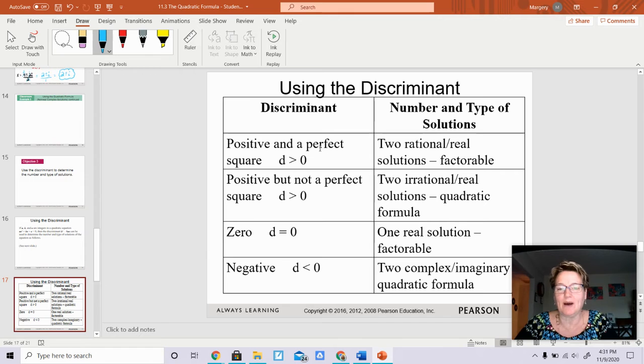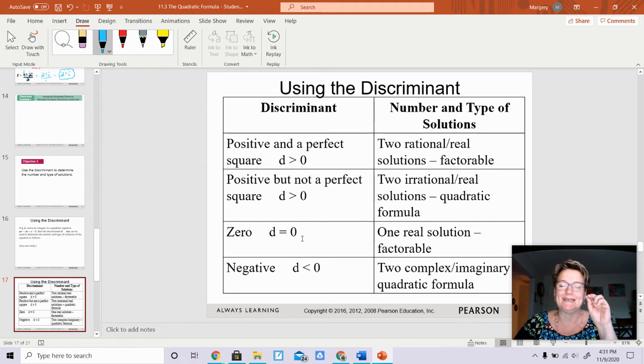I want you guys to go through it. Basically, if you have a positive number, you have two real solutions. If that is also a positive number and it's a perfect square root, it's also going to be factorable. If the number is positive but not a perfect square root, then you would have to use the quadratic formula in order to find your solutions.